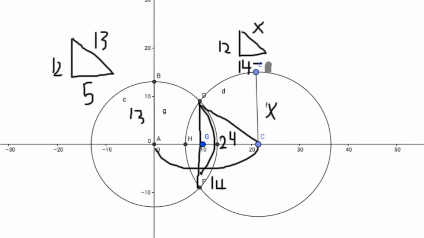AG, and 14 minus AG, AG is 5, as seen right here. 14 minus AG equals 9. Now, 9 squared plus 12 squared equals 225. Its square root is 15, and now we have our answer. The radius, shown right here, is 15.